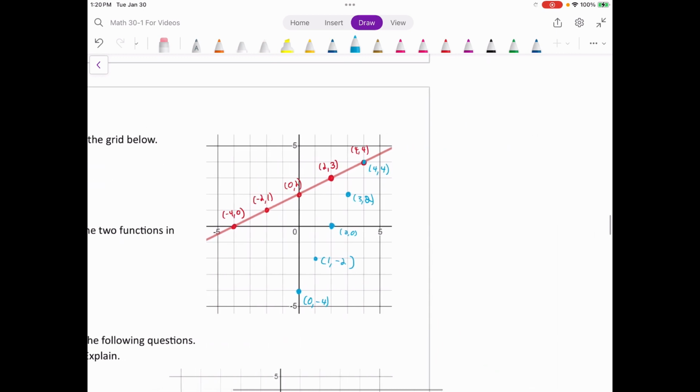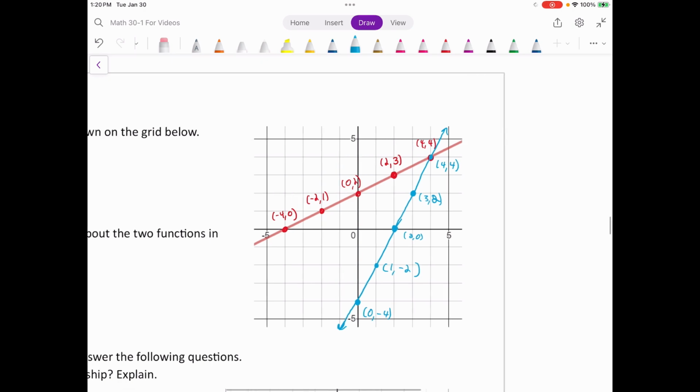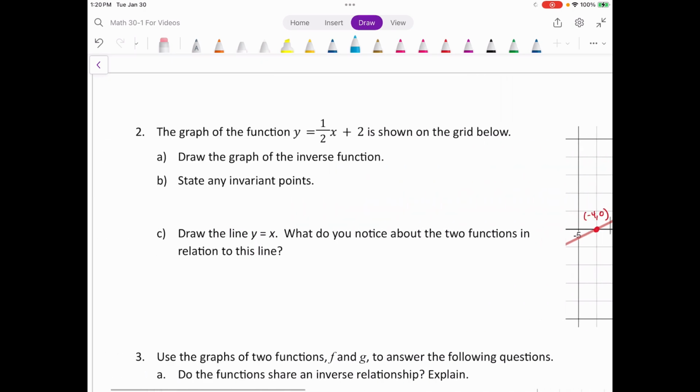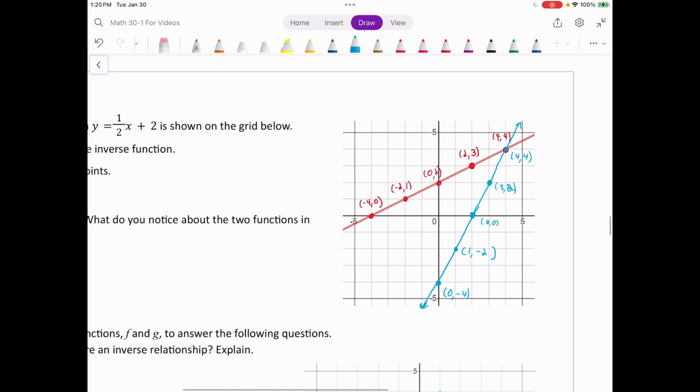Whoops, I didn't finish drawing this graph though, because I should connect it. Of course, I should use a ruler, but the ruler doesn't work very well on the iPad, so my apologies for the crookedness of this line. It's not terrible, but I should use a ruler. Okay, but there we go. There is the inverse of y equals 1/2 x plus 2. All I did was swap the x and y coordinates for all the points I could see.